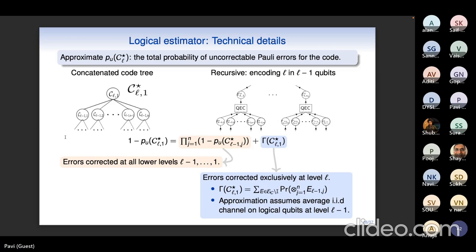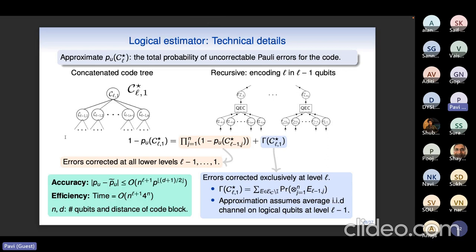This is not exact because it removes the possibility of certain errors that remain uncorrectable here but are corrected several blocks later. But for the purpose of having something easy to estimate, we ignore those errors. And this means that what we get is an approximation to the total probability of correctable errors. And then we can go ahead and show that this approximation is good enough, this approximation is efficient, and so on.